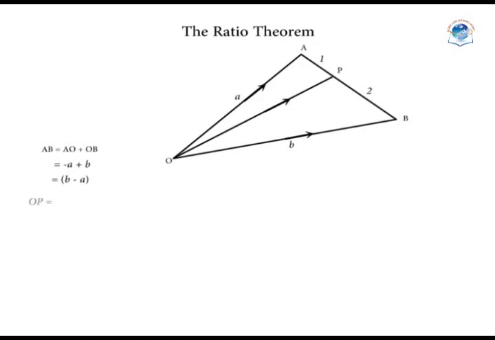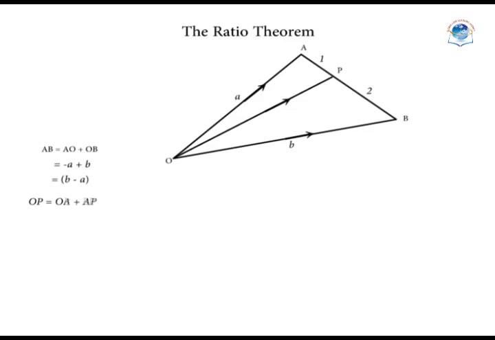Now, let's find OP. To move from O to P, you can take the straight path, but then we do not know the vector OP. Luckily, in vectors, the path followed does not matter. What matters is the initial and the final position. And so to move from O to P, you can take 2 paths, either OA then AP, or OB and then BP.